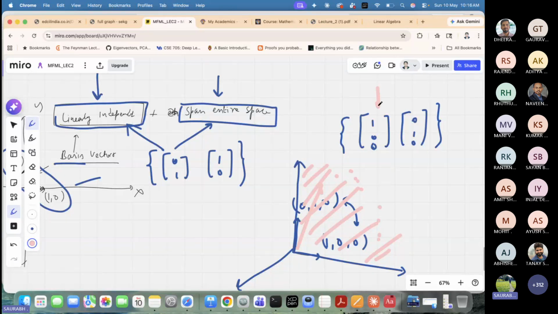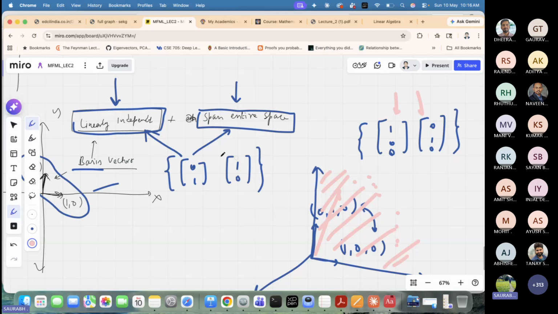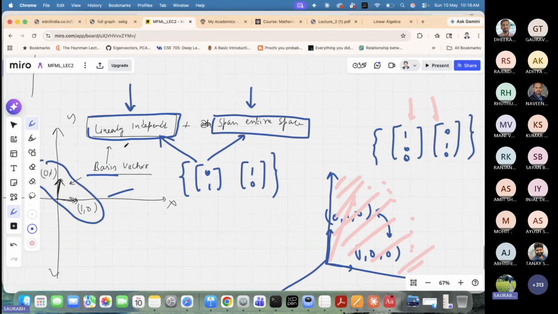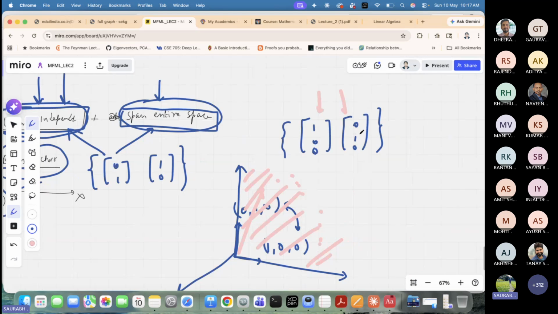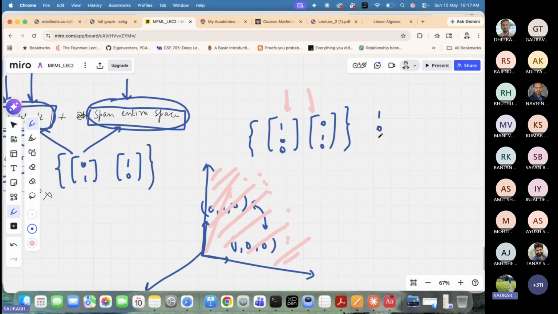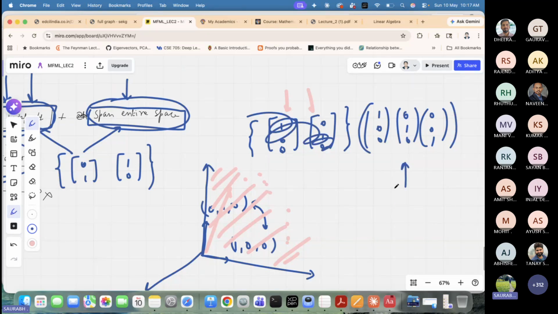These two vectors are independent, yet they are still not able to span the entire space. That's why, for the definition of basis, we had to strictly say that the vectors have to be linearly independent and they also have to span the entire space. Now, if we add the third vector, 0 0 1, and take these three vectors, we will be able to span the entire space. There are three vectors in the basis, so the dimension is three.